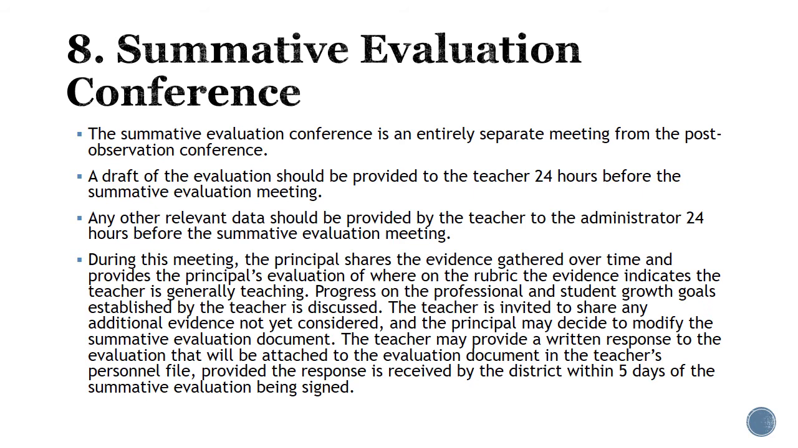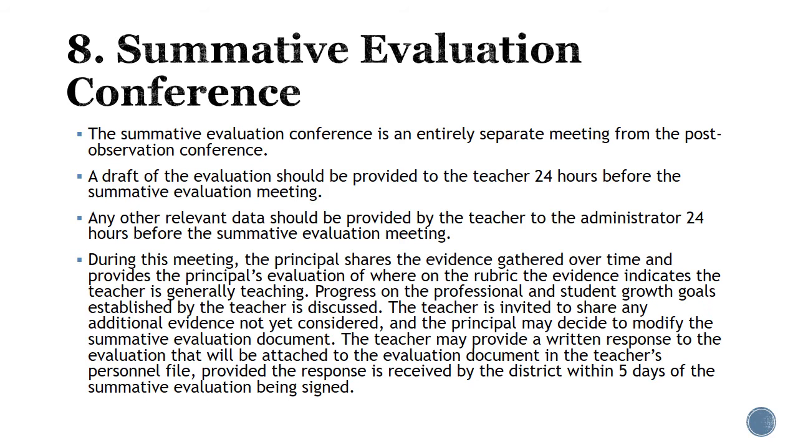The summative evaluation conference is the final step of the process. Prior to that conference, the principal will provide a copy of the evaluation summary document to the teacher for review. And during this meeting between the teacher and principal, they discuss where on the rubric the evidence gathered over time indicates the teacher is teaching. The discussion should extend beyond the evidence written on the form and from the formal observation to allow the teacher's overall performance during the evaluation cycle to be considered.